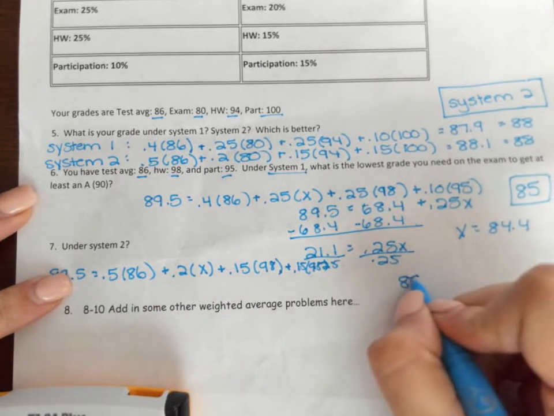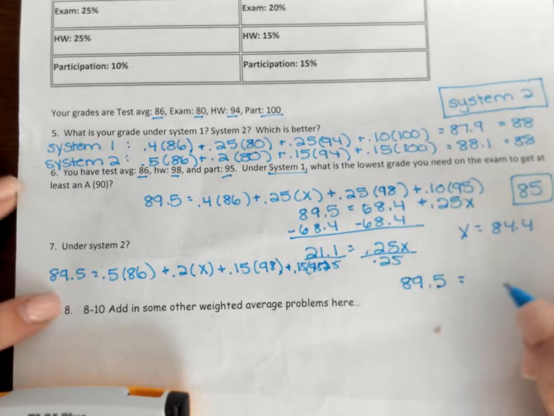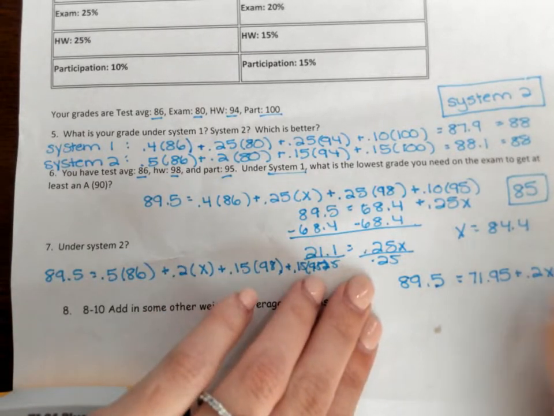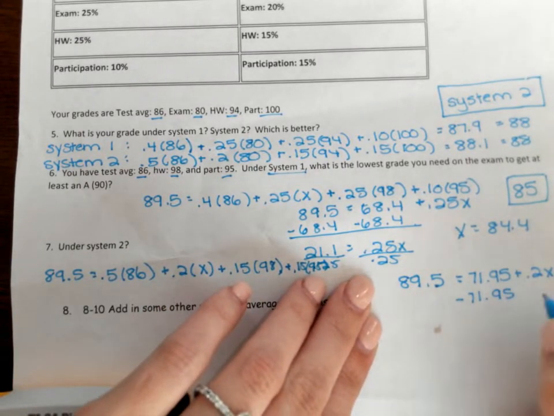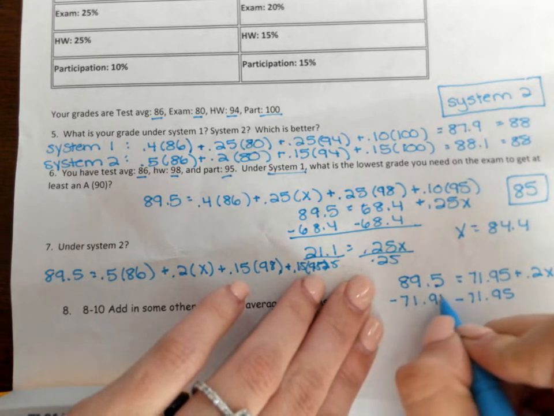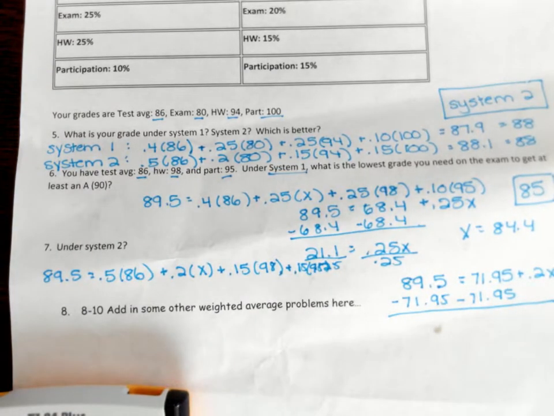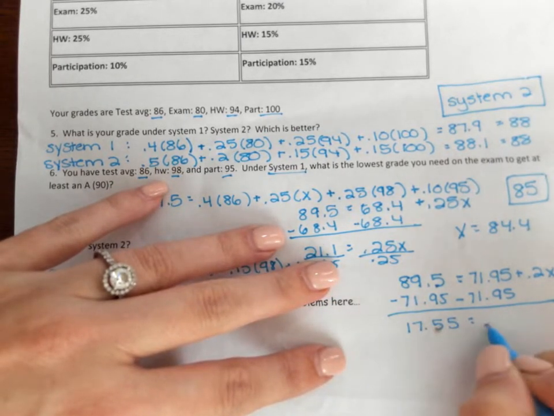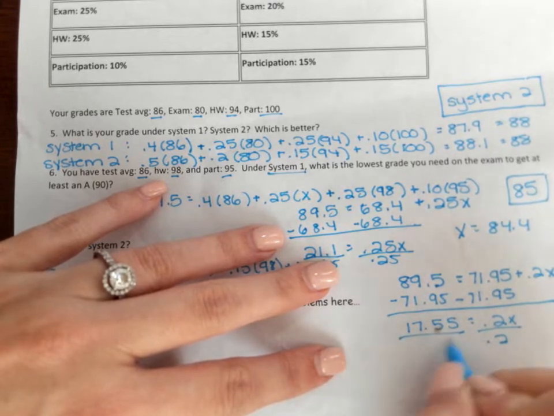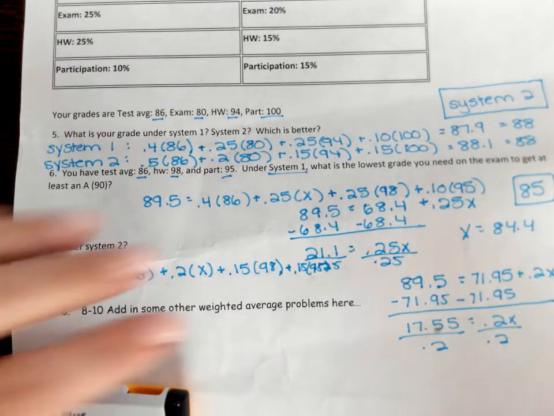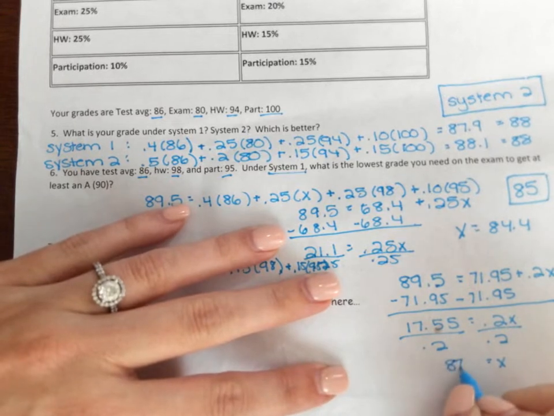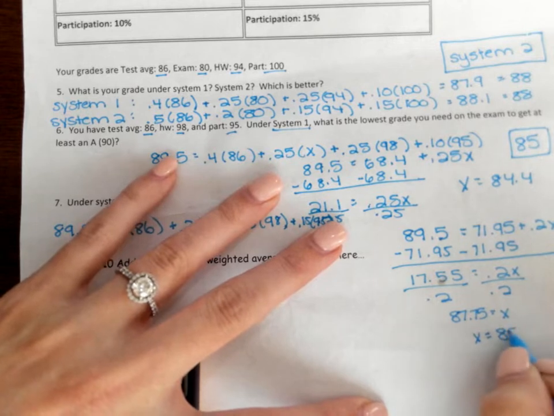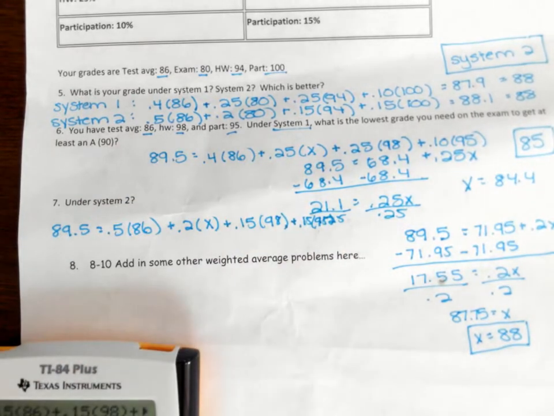So I have 89.5 equals 71.95 plus 0.2x. So we subtract this 71.95 and get 17.55, divide by the 0.2. So x equals 87.75. You can't score 0.75, so that means really you need to score an 88 on the exam.